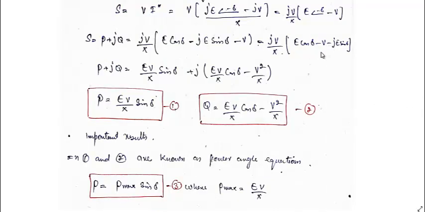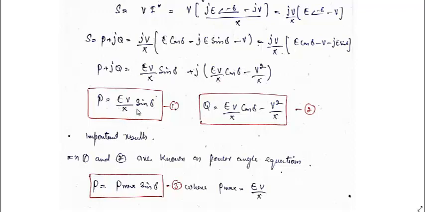So this is the same thing. Now we multiply this to this, you will see that this will come out to be j into minus j, that is minus j square, that will be equal to plus 1. So EV sine of delta, that will be the real value that I have written over here. Then this j I have taken out, VE cos of delta minus V square by X. So this real part will be the real power, and this reactive part, or imaginary part, will be the reactive power.